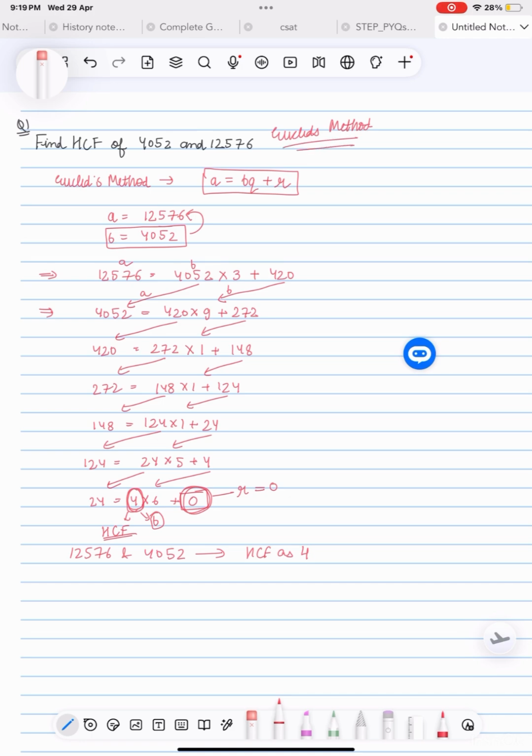In short, you have to remember that in Euclid's method, A equals BQ plus R. You have to place the bigger number as A, the smaller number as B. You solve it, you keep on changing your A and B diagonally, and you stop when the R is 0. And that's where you get your HCF as 4. Easy? Okay.